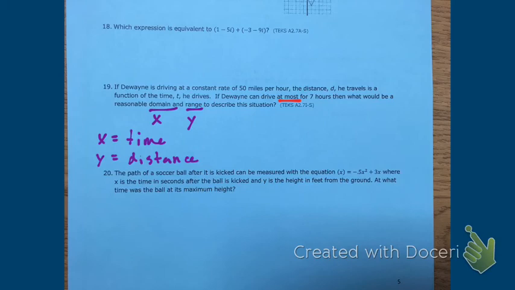If it says he drives for at most 7 hours, our domain can go from 0 all the way up to 7. So this is basically saying that Dwayne can either drive for 0 hours, he can drive for 7 hours, but he can't drive any less or any more than that. And for your distance, you're going to need to multiply this, because if he doesn't drive at all, he's going to go 0 miles. But you're going to need to see how far he can go if he drives for 7 hours, and that'll give you the last part of your answer.